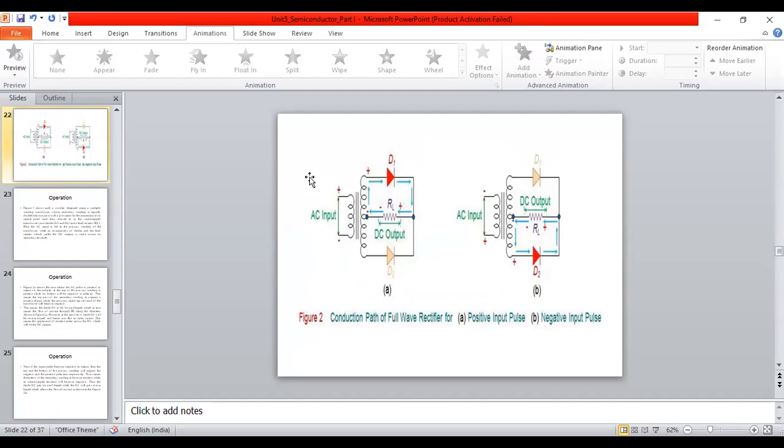Then what are you going to write? That is the point you have to observe here in the diagrams and all the things.